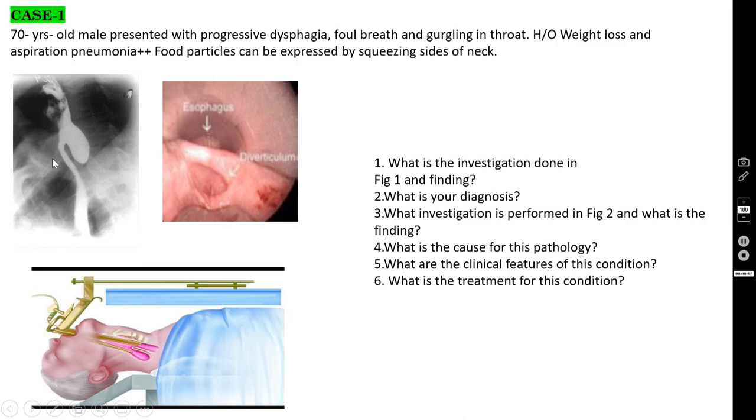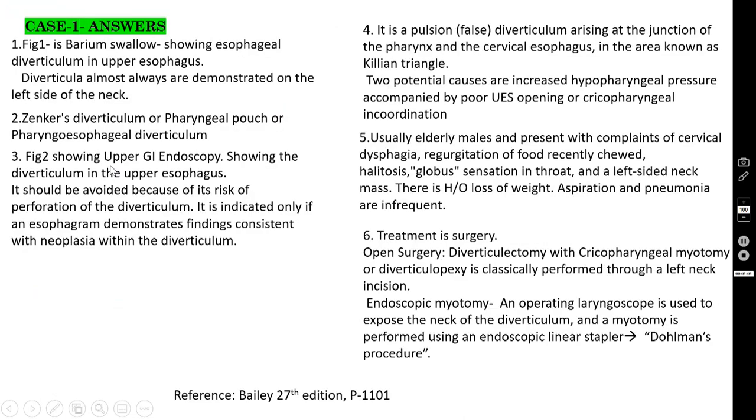See, this investigation is a barium swallow and you are seeing clearly this is esophagus and here from the esophagus you are seeing a diverticulum. Okay, what is your diagnosis? Diagnosis is Zenker's diverticulum or pharyngeal pouch or pharyngoesophageal diverticulum. Okay, usually this diverticulum will be on the left side of the neck.